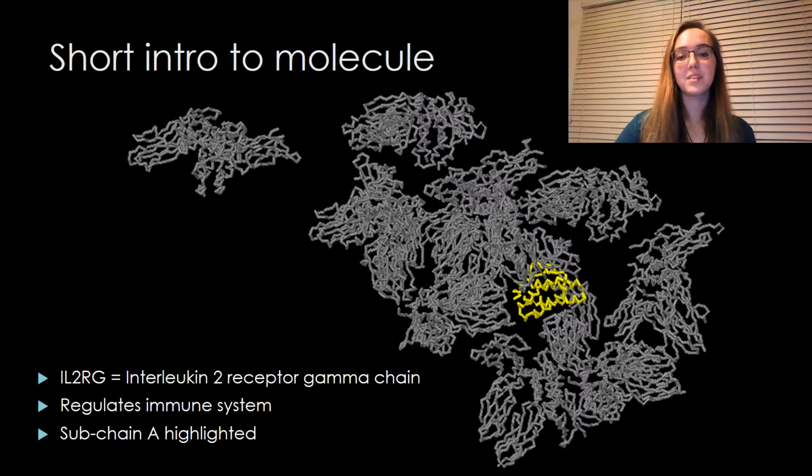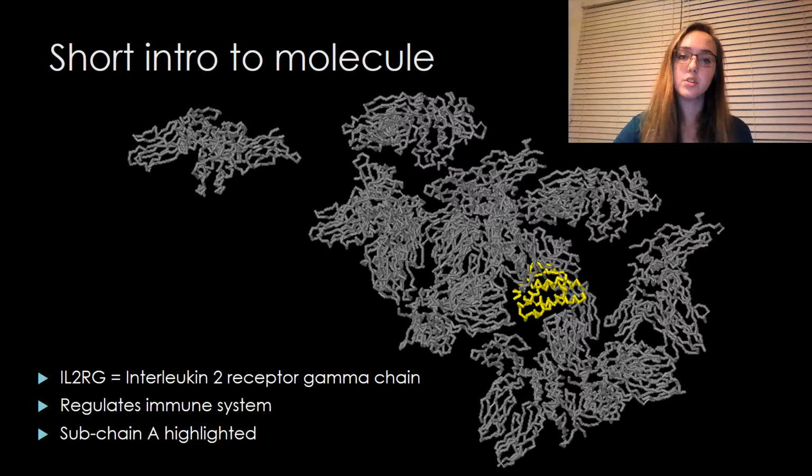I will begin by explaining the basics of our protein. IL2RG stands for interleukin-2 receptor gamma chain, which means it's the gamma segment of a glycoprotein that helps regulate the immune system. The entire gene, as pictured on this slide, is actually much larger than what we'll be showing today.